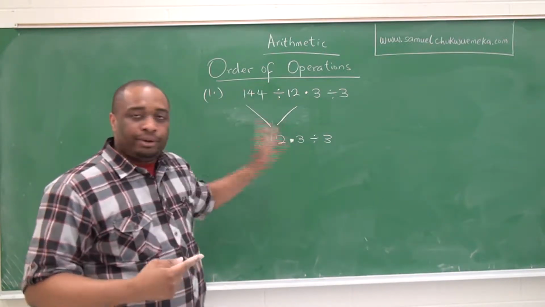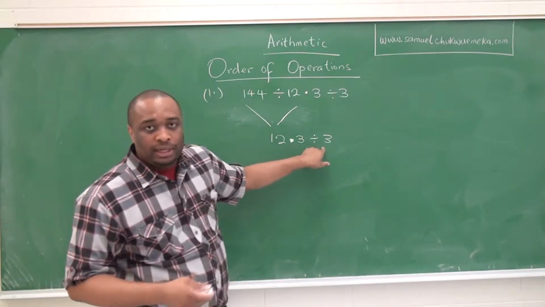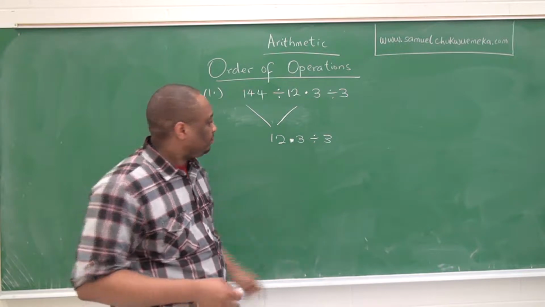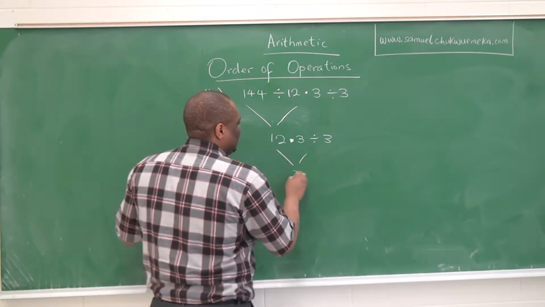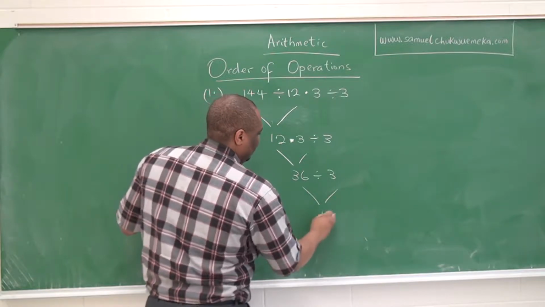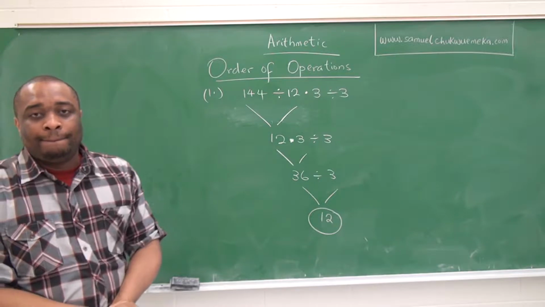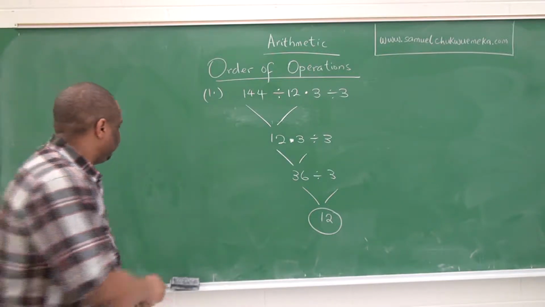I've done the first operator. Now division is gone. I'm now left with multiplication and the other division. So 12 times 3 is 36, then divided by 3, and 36 divided by 3 is 12. And your answer is 12. That's it.